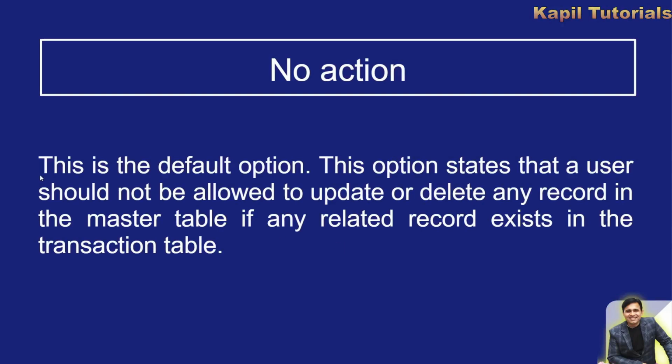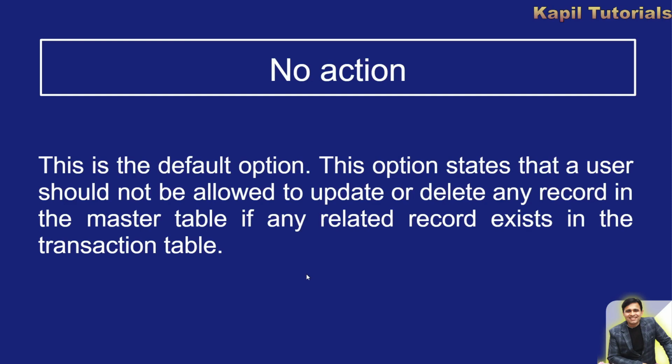Firstly, no action. This is the default option. This option states that a user should not be allowed to update or delete any record in the master table if any related record exists in the transaction table. Now, suppose I want to delete roll number 101, whose admission number is something like 1001, and the same record is present in the transaction table also. Then I am not in the power to delete that record from the base table.